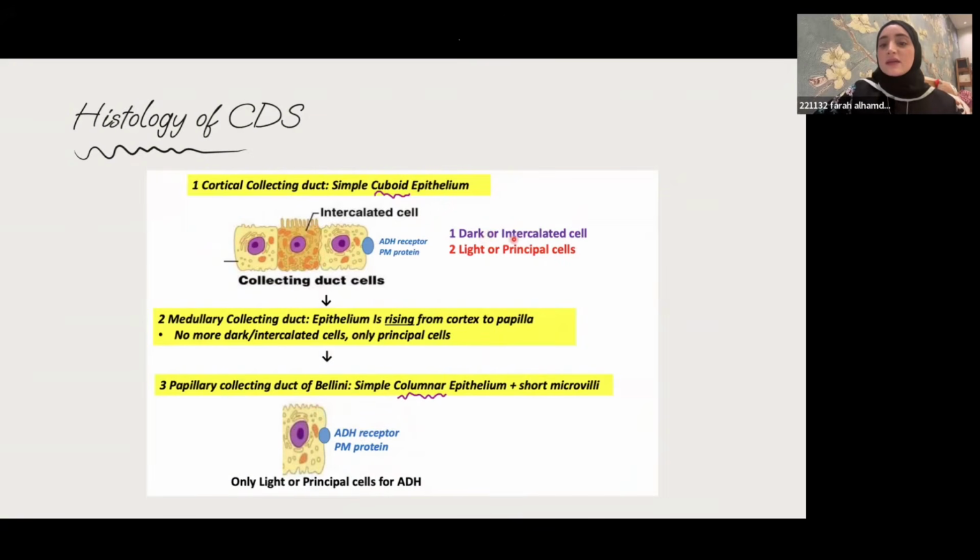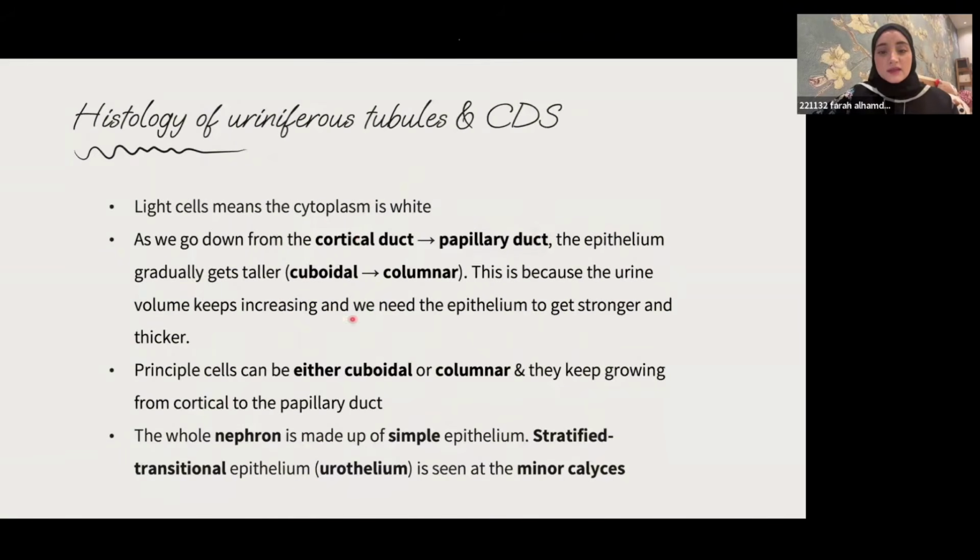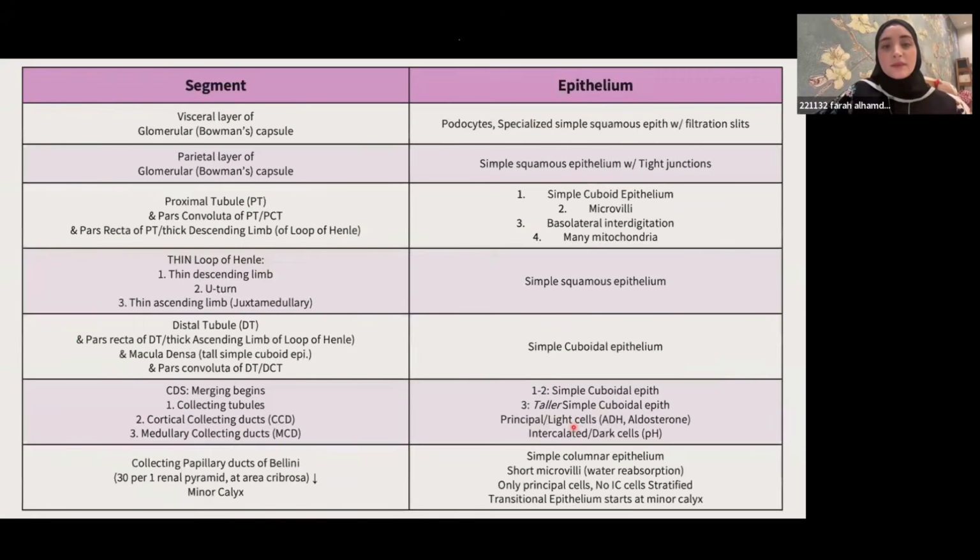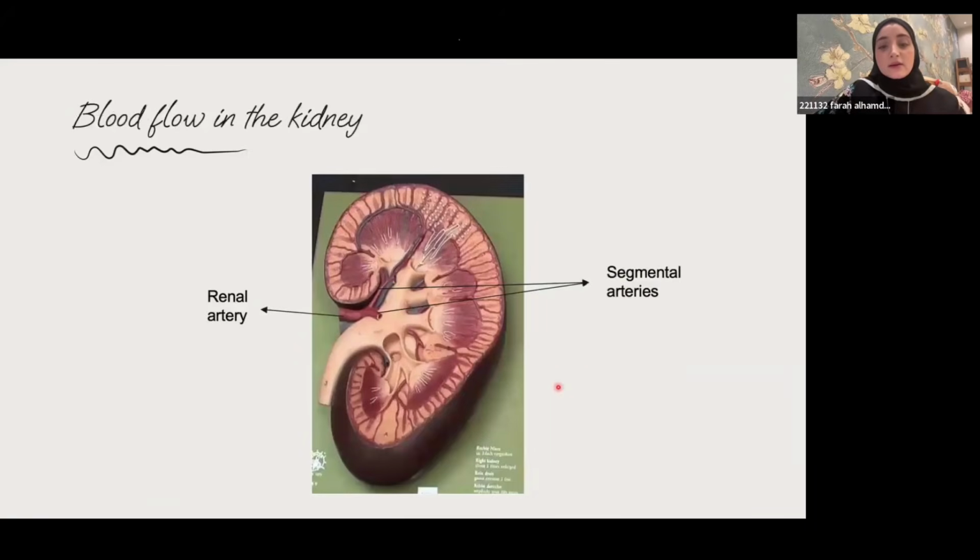Now, the intercalated cells are sometimes referred to as dark cells, and principal cells are sometimes referred to as light cells. But when Dr. Annie asks you to mention which type of cell, don't say dark or light. Say principal or intercalated. Use their longer names, okay? Their real names. This is basically what I said already in word form if you don't like pictures. The whole nephron is made of simple epithelium. The stratified or transitional epithelium begins at the minor calyces, okay? This is just a summary slide for your reference.